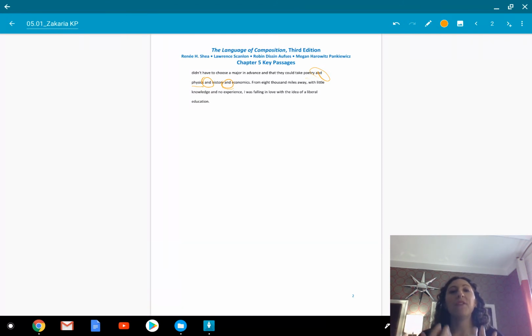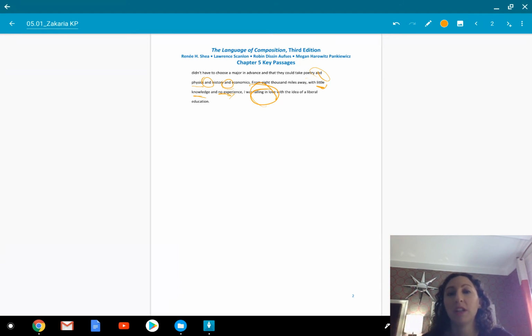But he emphasizes each of those possibilities, each of those subjects, more individually by including that word "and" every single time. And then, of course, I love this last sentence, "from 8,000 miles away with little knowledge and no experience." So again, we've got some of this parallelism. "I was falling in love with the idea of a liberal arts education." So you've got clearly his feelings on this. He's falling in love.